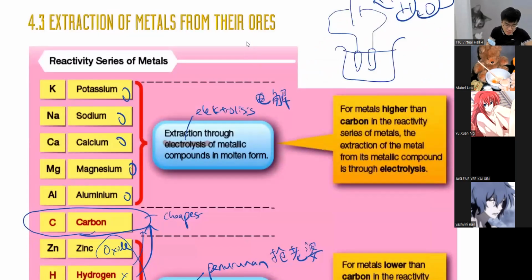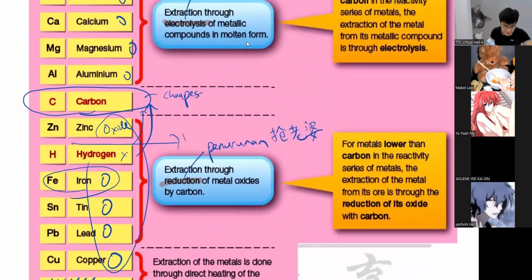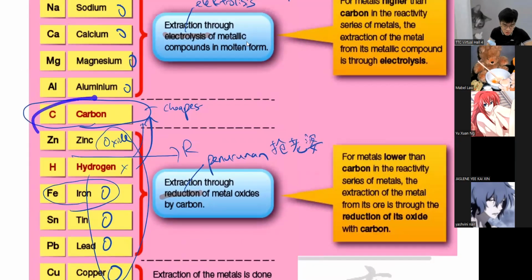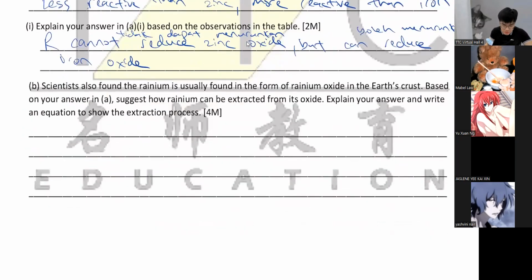If rhenium is here, between zinc and iron, it is lower than carbon, right? Anything lower than carbon, we can use carbon to extract. There's no need to use electrolysis unless the metal is above carbon. But rhenium is here. So how can you extract rhenium? You can use reduction.